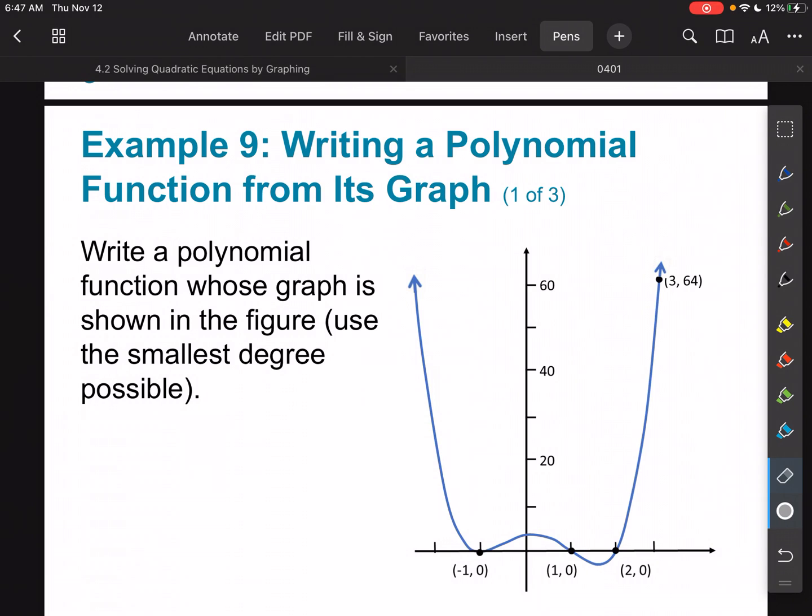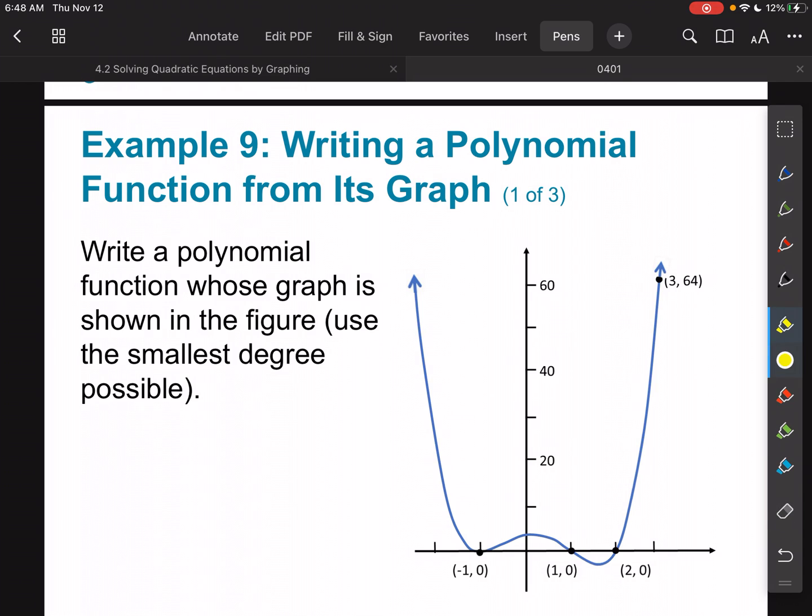All right, we're gonna wrap up lesson 1 finally with part 3 of this video. I know this is a long lesson, sorry guys, but this is some important stuff. So for example 9 here, we are writing a polynomial function given a graph. In previous lessons, we've learned something about end behavior and something about turning points, and now we're gonna put that stuff together.